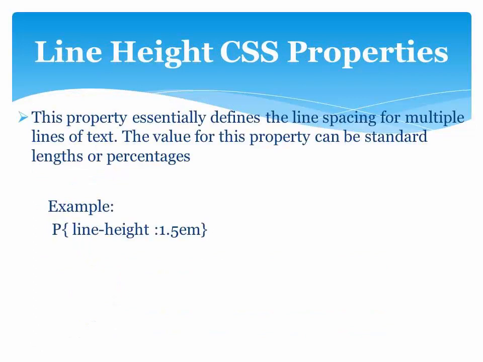Then line height. This property essentially defines the line spacing of multiple lines of text. The value of this property can be a standard length or a percentage. Line height is the name of the property, and we are assigning the value for this property. That may be an absolute value or a relative value. You can also mention it as a percentage, or you can mention 1.5 points or em or pixels or anything that we can assign for the line height property.